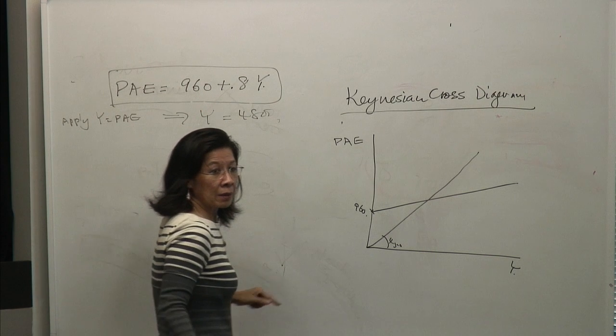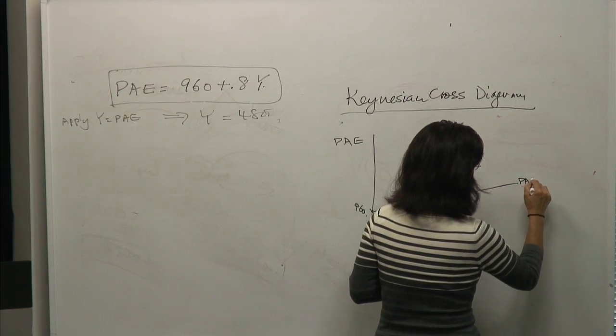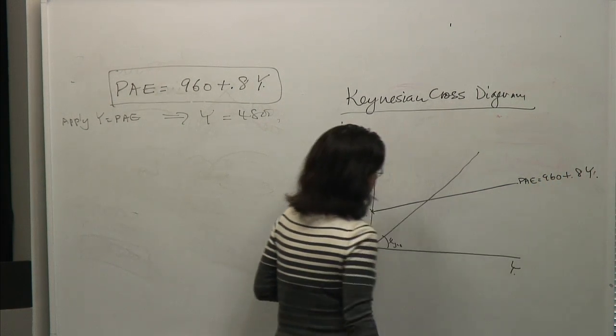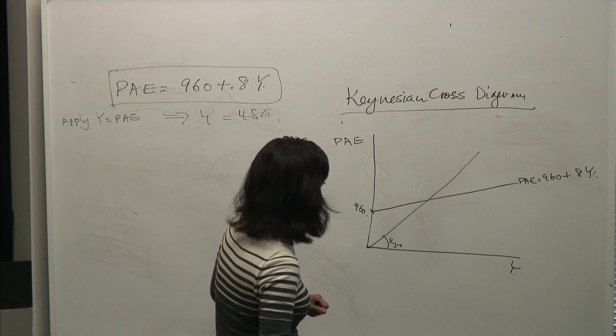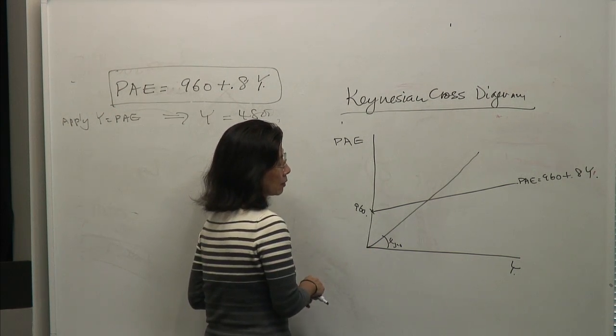What is that 0.8, anybody? Slope. Very good. 0.8 is your slope. So this is your PAE equals 960 plus 0.8Y. And what is a slope? Slope is basically the Y-axis divided by X-axis.